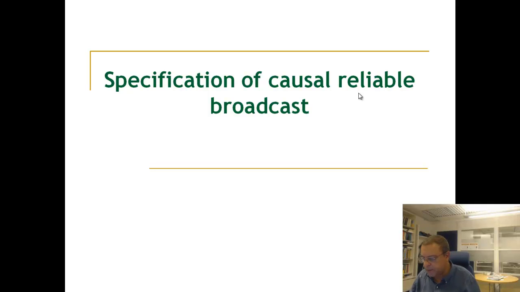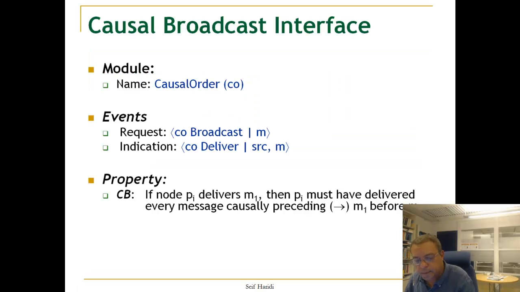We look to the specification of causal reliable broadcast. Here is our causal broadcast abstraction. This is the name of the module, causal order. We have the events as usual, the broadcast event and the deliver event.